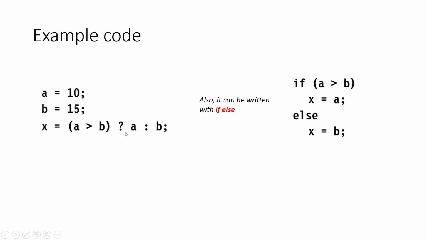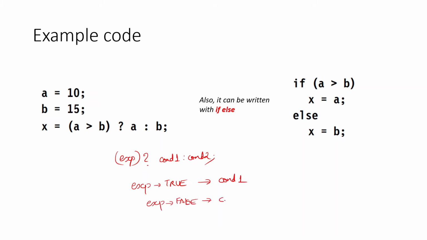So this is expression 1, this is expression 2, this is expression 3. The conditional operator evaluates an expression, and then there is a question mark, then condition 1, colon, condition 2. If we write like this, if the expression is true, it will go for condition 1. If the expression is false, it will go for condition 2. So this is how the conditional operator operates. The first condition is taken only if the expression is true. Otherwise, it will go for the second condition.